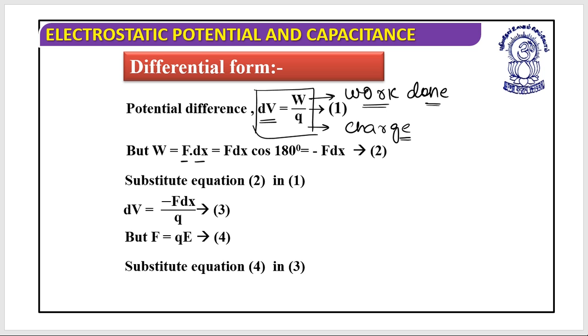In this situation, I am doing the work against the force. That means it is negative work, and that's why it is F dx cos 180 degrees. As cos 180 is minus 1, this comes to minus F dx. So let's replace the value of work done in this relation. So it should look like dV is equal to minus F dx divided by q, and I know that F is equal to qE.